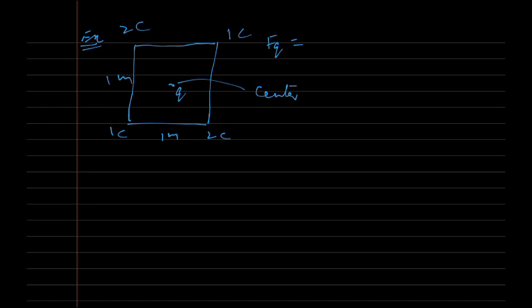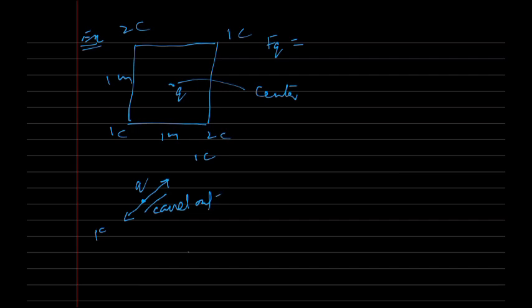Let me tell you how. So this is the point charge q, let's say. Now this is 1 coulomb charge. This 1 coulomb charge pushes this charge in this direction. Similarly, this 1 coulomb charge also pushes this charge in this direction, right? So the net is 0. F along this, so they cancel out, right?